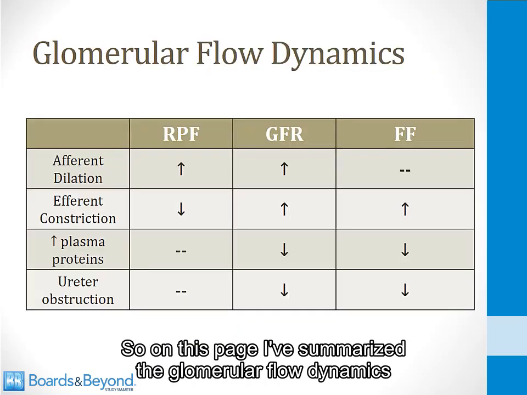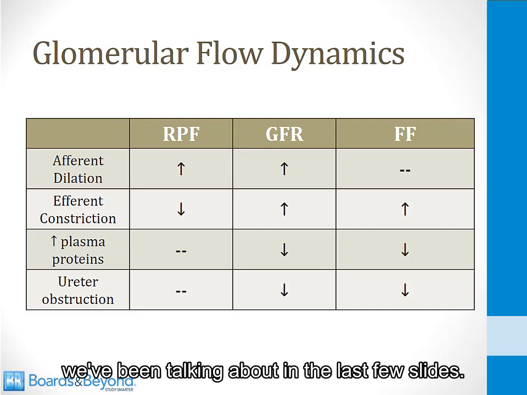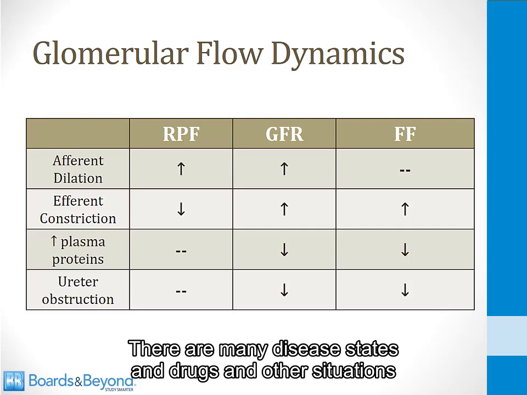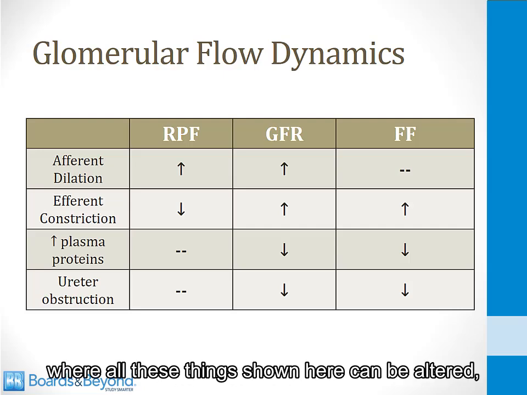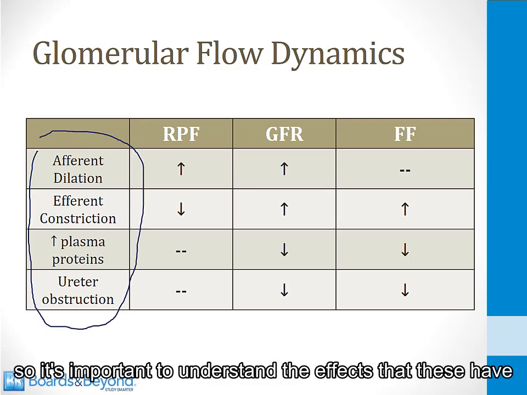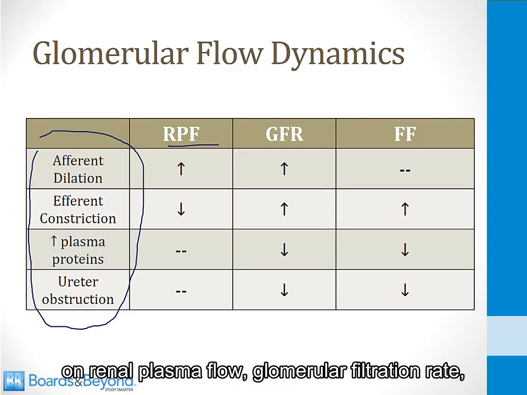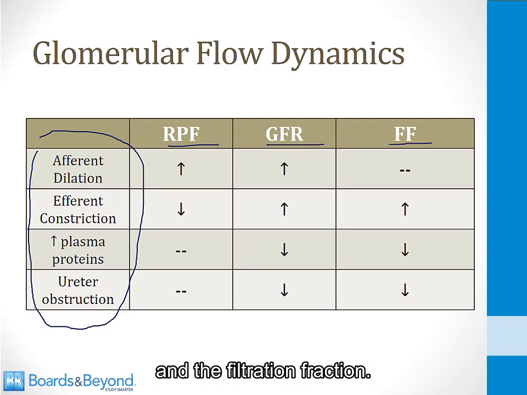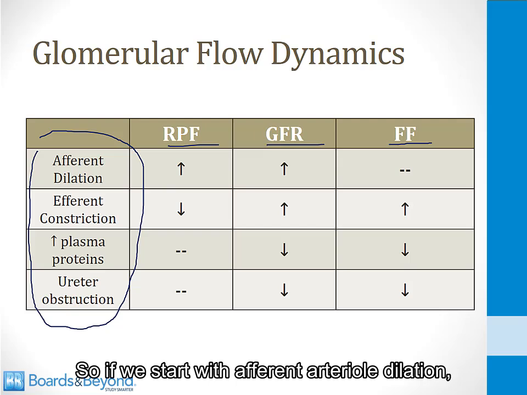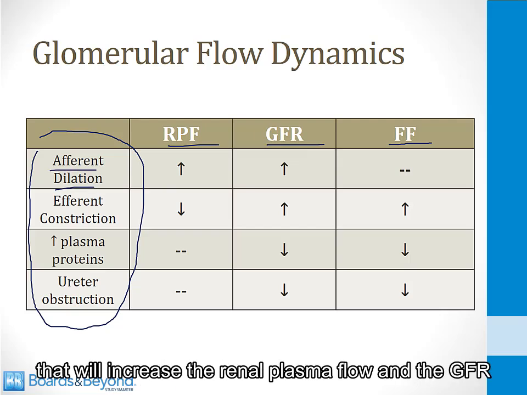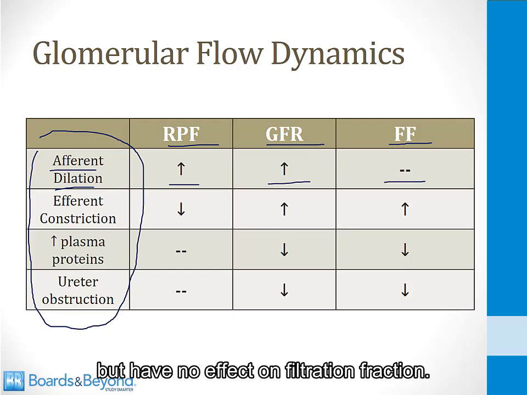So on this page, I've summarized the glomerular flow dynamics we've been talking about in the last few slides. There are many disease states and drugs and other situations where all these things shown here can be altered, so it's important to understand the effects that these have on renal plasma flow, glomerular filtration rate, and the filtration fraction. So if we start with afferent arteriolar dilation, that will increase the renal plasma flow and the GFR, but have no effect on filtration fraction.